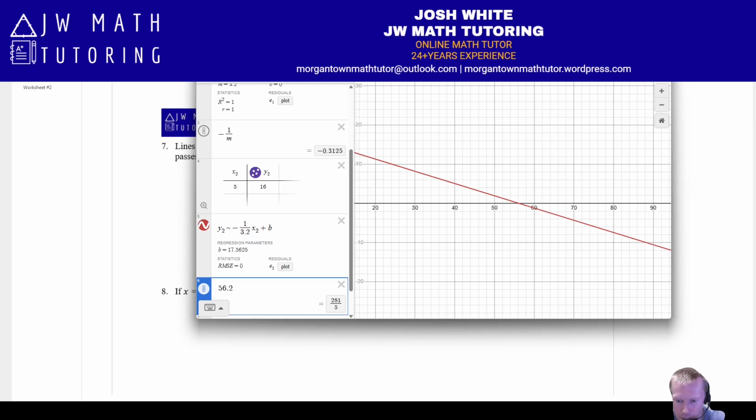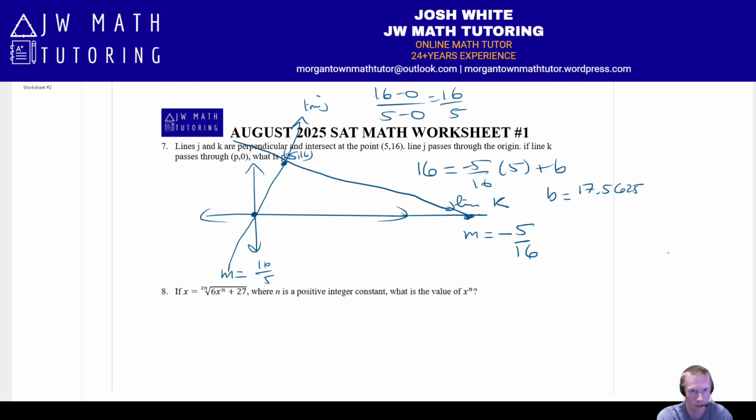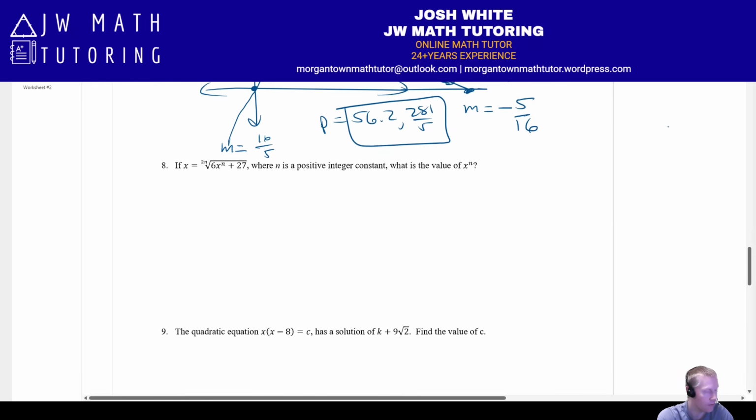So let me just check here one thing. Yep. So again, the value for P, it's 56.2 or 281.5. Either of those would be accepted as correct answers. All right, number 8. This is a repeat that I think first appeared on the June test.